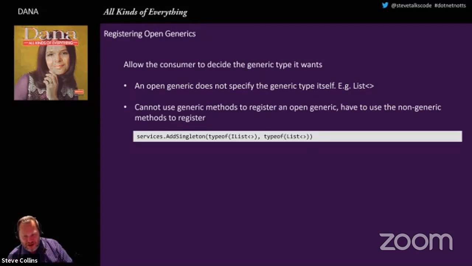So the consumer can then say, I want a list of strings. I want a list of Wibble. I want a list of Bob. As I say, you wouldn't necessarily do it with the generics that come out of the box, but if you write your own generics, that's a way of opening up so that your consumers control what the generic type is. To do that though, you can't use a lot of the regular extension methods because they use generics themselves, because you can't use an open generic as a generic type. So you have to use the non-generic AddSingleton and pass in the type of the service and the type of the implementing class.